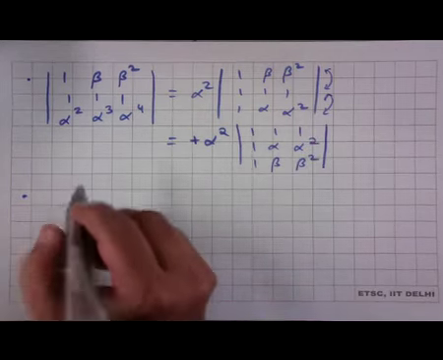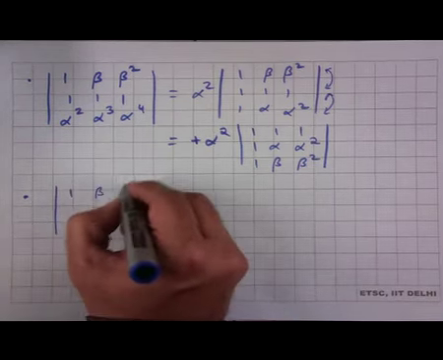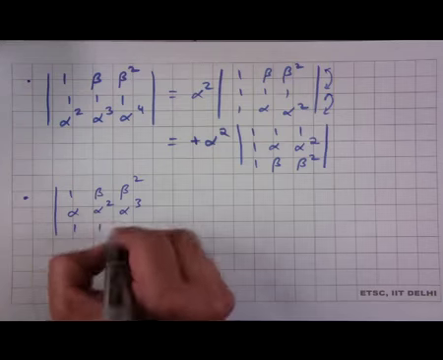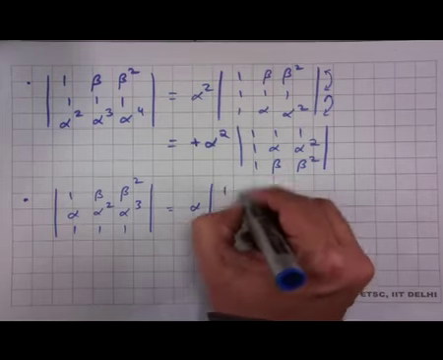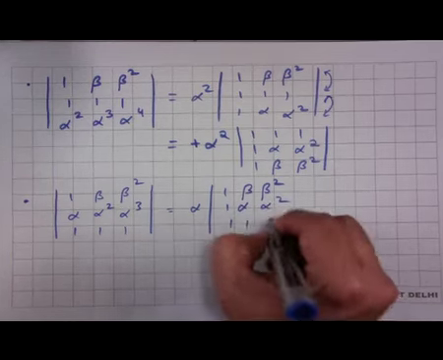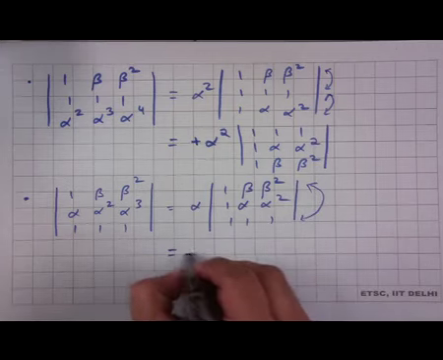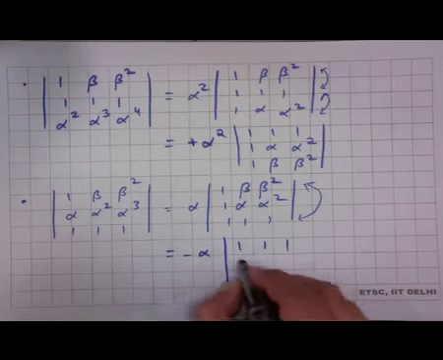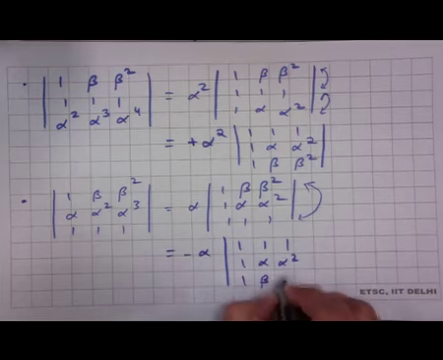And finally, the sixth determinant is 1 beta beta square, alpha alpha square alpha cube, 1 1 1, which is equal to alpha times 1 beta beta square, 1 alpha alpha square, 1 1 1. Here we have to interchange these two rows, which gives a minus sign, which is minus alpha times 1 1 1, 1 alpha alpha square. The second row remains where it is, 1 beta beta square.